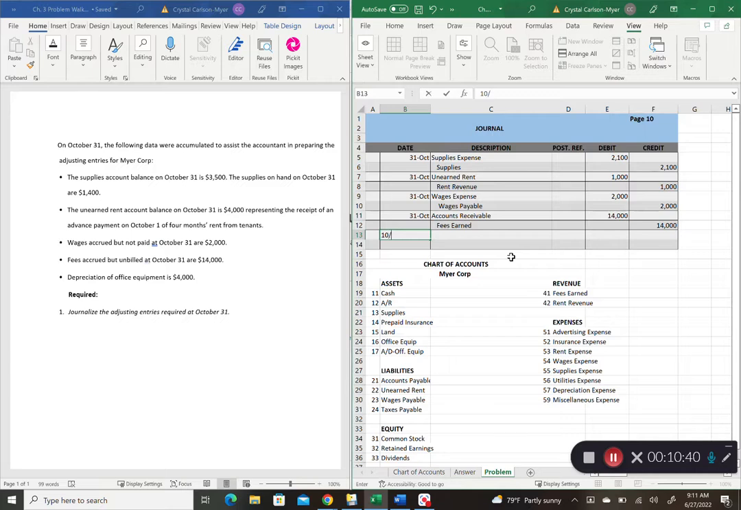All right, so let's move on to our last one. So you notice these are all as of the end of the month. Anytime you're doing adjusting journal entries, it'll typically be on one day of the month. Just a heads up on that. All right, our last one is depreciation of office equipment is $4,000.